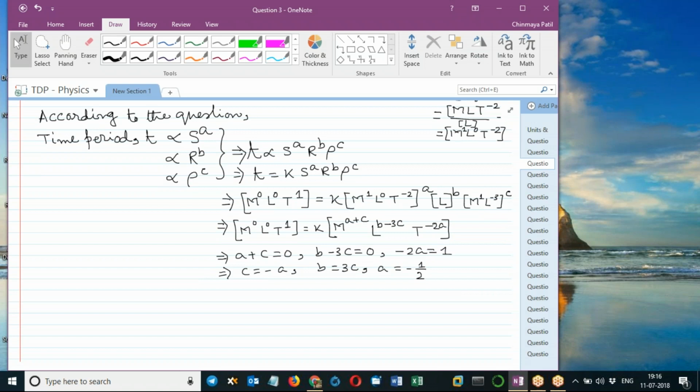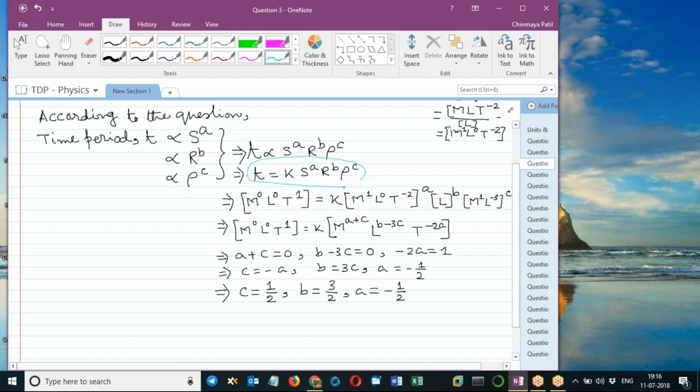So now let's apply these values. c is equal to 1 by 2, b is equal to 3 by 2, and a is equal to minus 1 by 2. Now apply all these values in this equation. What will we get? You will get something like this.